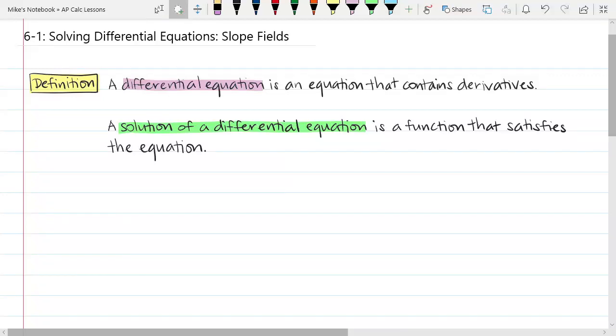All right, welcome to Lesson 6-1, and in fact, welcome to Unit 6, which is the last unit of study for this course. Now, Unit 6 is all about applications of integrals and antiderivatives, and really split into a couple of different parts. The first half is going to focus on these things called differential equations, and more specifically, solving differential equations. The second half is going to focus on more applications in terms of area and volume.